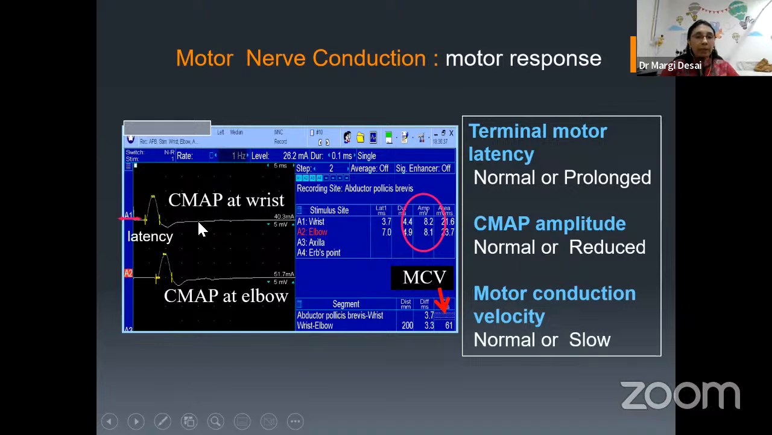So we first stimulate at the wrist and then proximally at the elbow. So we get a motor conduction velocity in the segment. The segment between wrist and elbow would be the forearm. So you can get a latency which can be normal or prolonged. You get a motor response, that is a compound muscle action potential, which can be normal or small. And you get a motor conduction velocity, which can be normal or slow. So all these three parameters are judged to come to a conclusion whether the child has a motor neuropathy or not.